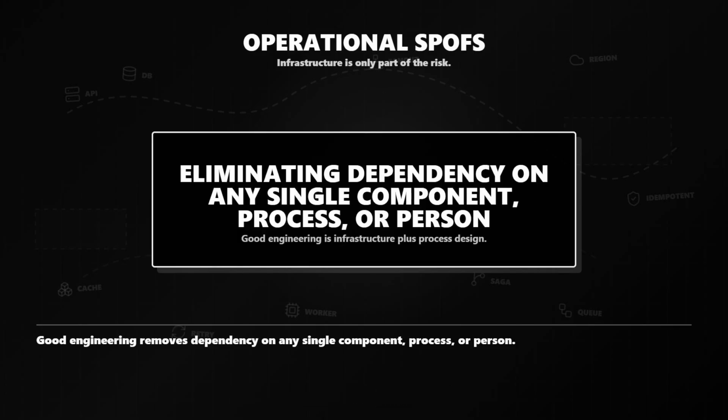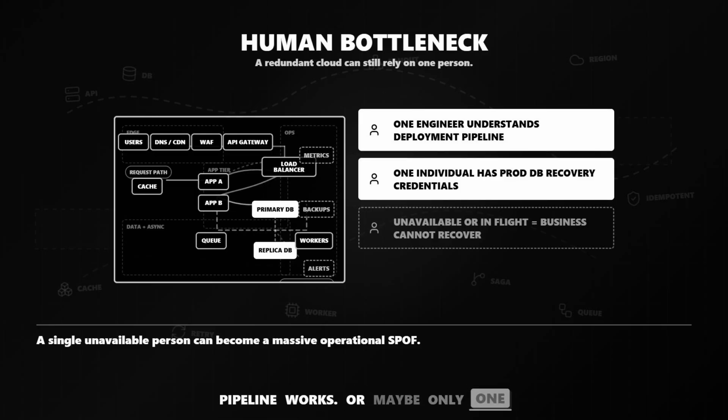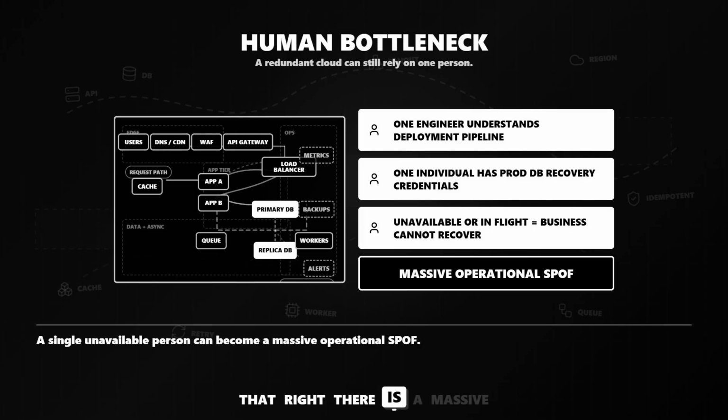This quote really hits the nail on the head. Good engineering isn't just about infrastructure. It's about eliminating dependency on any single component, process, or person. Imagine you've built this beautifully designed, highly redundant cloud architecture, but only one engineer in the entire company actually understands how the deployment pipeline works. Or maybe only one single individual holds the sole access credentials to the production database to run a recovery. If that person is on a flight or unreachable during a critical late-night crash, your business literally cannot recover. That right there is a massive operational single point of failure.